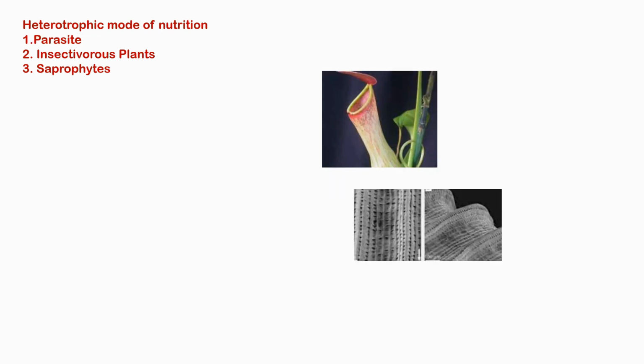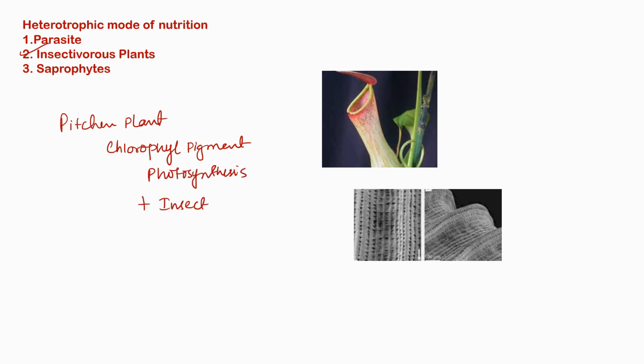Now the second is insectivorous plants. Here we are taking the example of the pitcher plant. The pitcher plant follows two modes of nutrition. It has chlorophyll pigment also, so it does photosynthesis. Plus it traps some insects inside the plant and absorbs nutrition from the insect body. That's why pitcher plants are also termed partially heterotrophs, because they perform photosynthesis, but the remaining nutrients they take from the insect body.